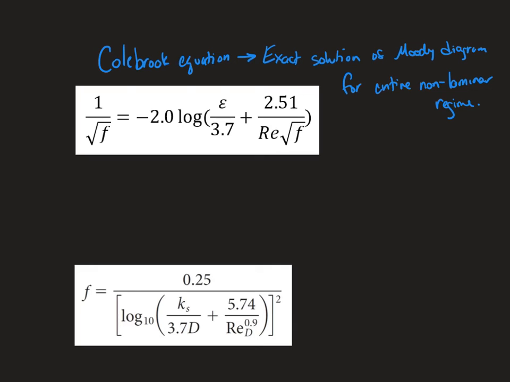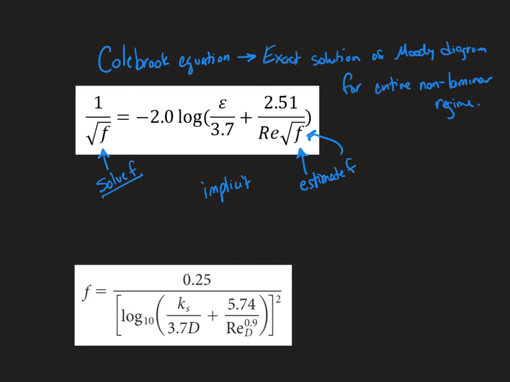If you look, you'll see that there's an f here and there's an f here. What that means is this is not an explicit equation. This is an implicit equation, meaning you can't just plug in and solve for it because you'd have to plug f on both sides. You can't get f by itself, so there's no way to just solve this. If you wanted to solve this, you would have to estimate f, plug it in there, and solve for f here.